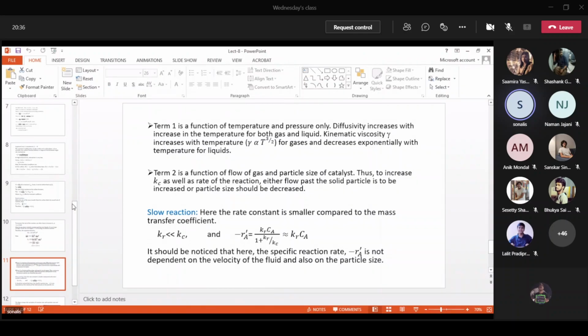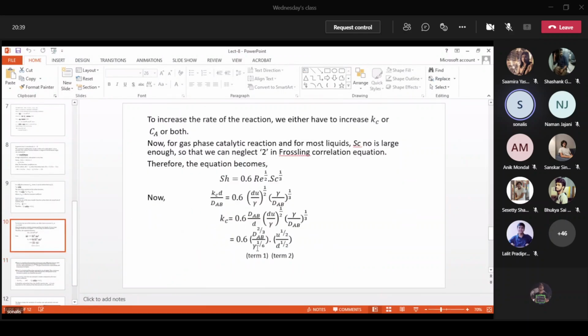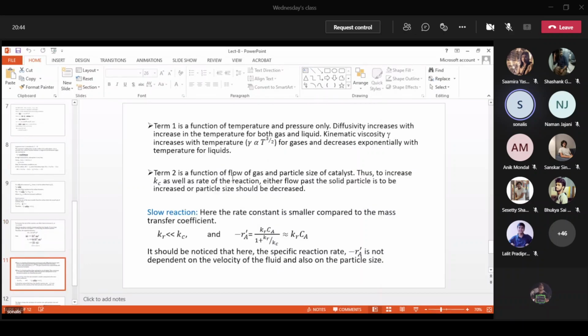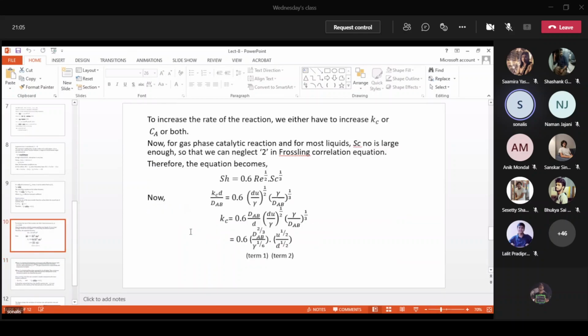So you see this first part, term 1, is dependent on temperature and pressure. The second one, term 2, is a function of the flow of gas and the particle size of the catalyst. u by d to the power half. So term 2 is a function of the gas flow rate, that means the velocity of gas, and the particle size of the catalyst. If you see it, it is Kc. Kc is then dependent on temperature, pressure, obviously, as well as the velocity of gas by the diameter of the catalyst particle.